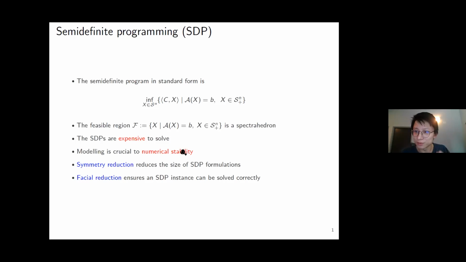Fortunately, we have two techniques to resolve those two problems, at least partially. Symmetry reduction tries to exploit the problem structure and reduce the size of the SDP. And facial reduction ensures that the SDP instance can be solved correctly, or at least a reformulation of an SDP can be solved correctly. So I'm going to give a short introduction to symmetry reduction.